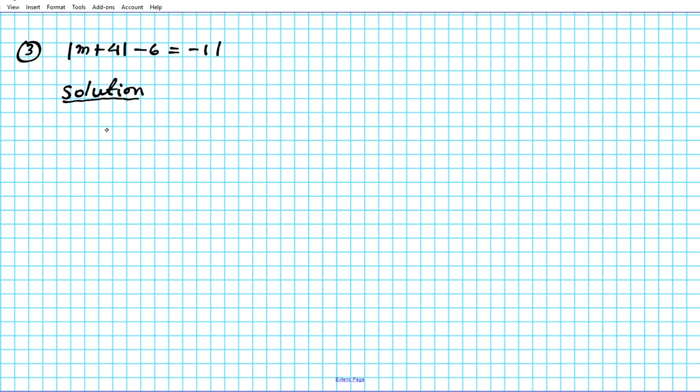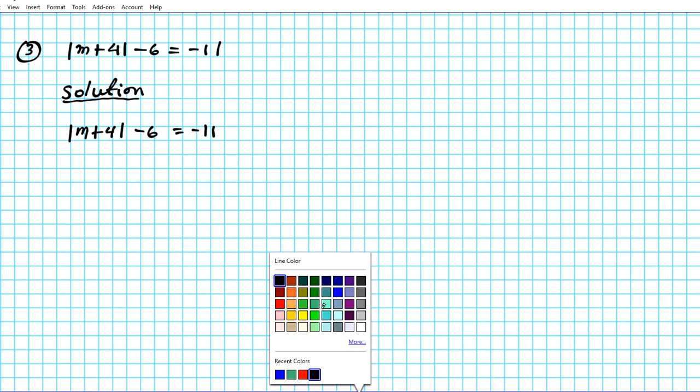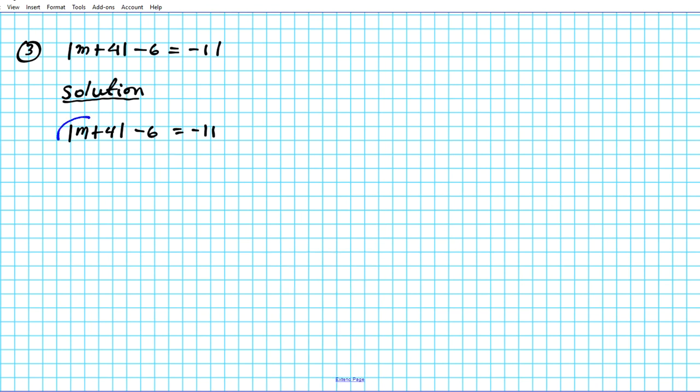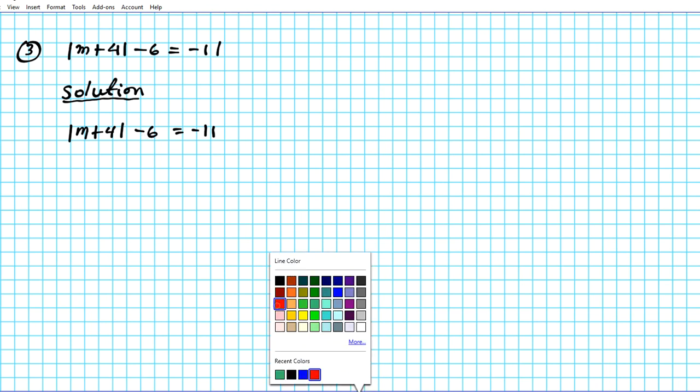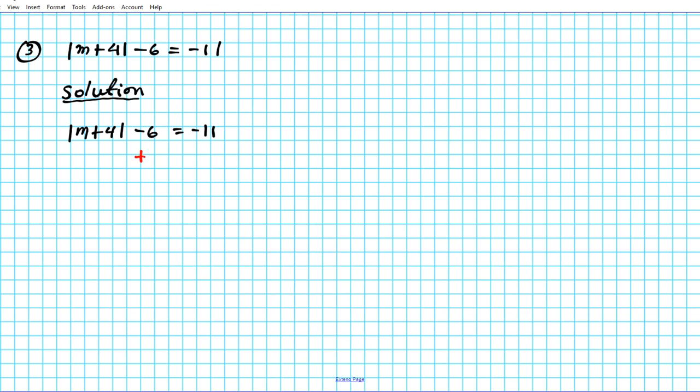When you have an absolute value quantity with a number added or subtracted to it, your first step will be to isolate the absolute value quantity, so we can break it down. To accomplish that, we have to get rid of minus 6. We're going to use the inverse operation of minus 6, which is to add 6 to both sides of the equation.